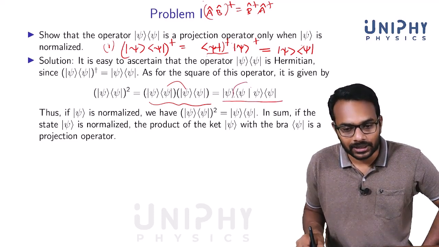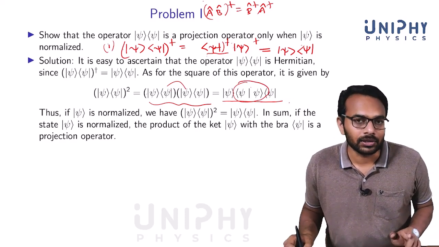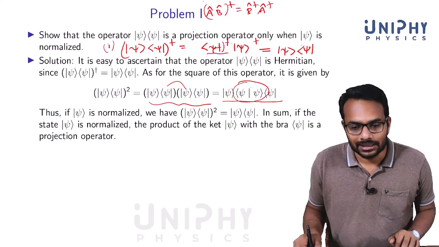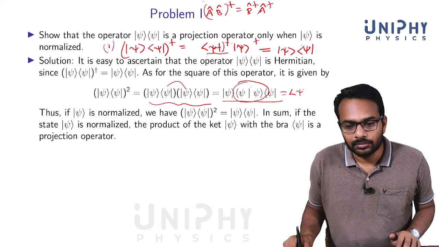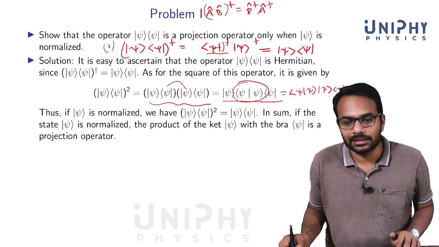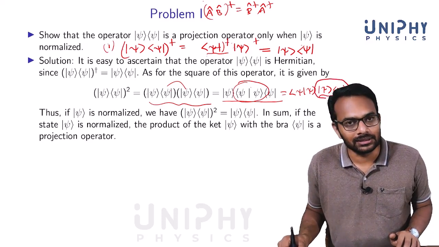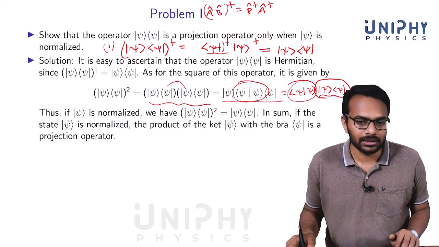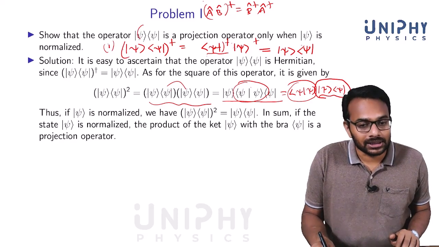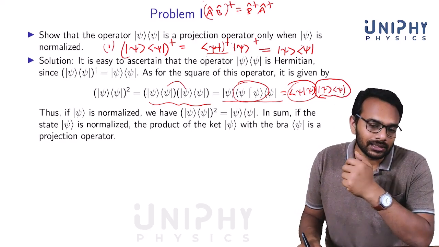Writing this together means you have got a term here, the inner product of psi with itself. This indeed is a number, an inner product, so we can pull it outside. Let's write it as psi, and then what is left is this thing. What we need is this part only, because the square of this has to be equal to the same thing. That means that the inner product has to be equal to 1. So this thing is a projection operator if and only if psi is normalized.